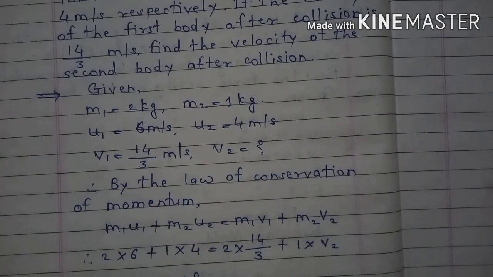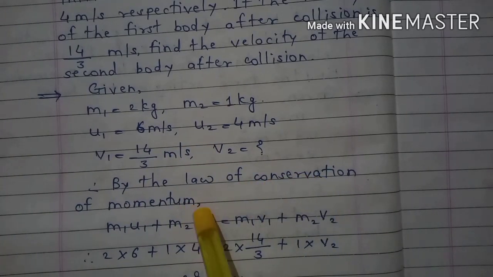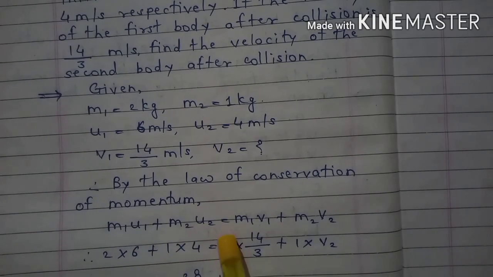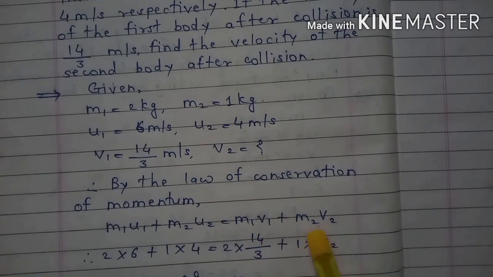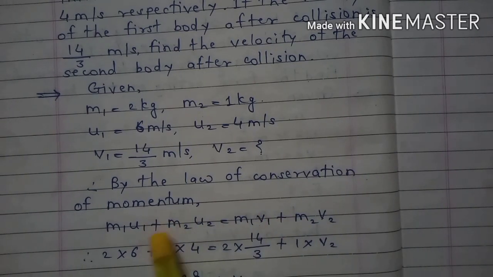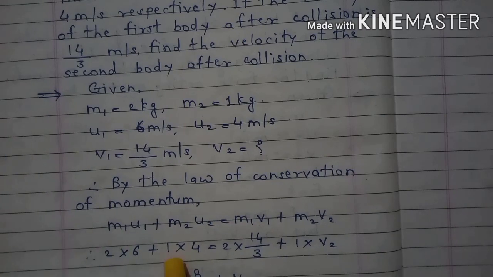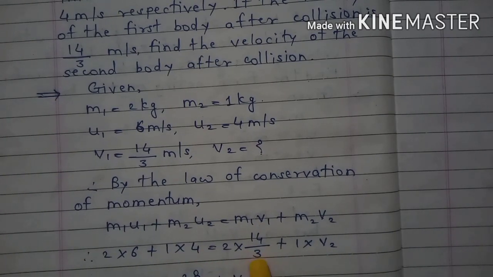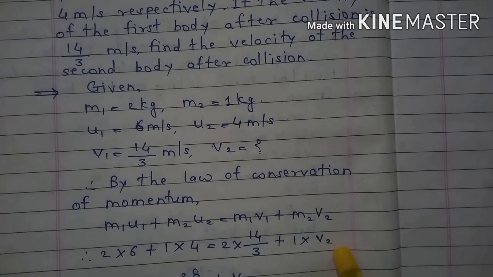So we have to apply here the law of conservation of momentum. We know the formula of momentum is P is equal to mv. So here by the law of conservation of momentum, m1 u1 plus m2 u2 is equal to m1 v1 plus m2 v2. Means initial velocity with mass is equal to final velocity with their mass. So we have to put their respective values. 2 into 6 plus 1 into 4, that is equal to 2 into 14/3 plus 1 into v2.